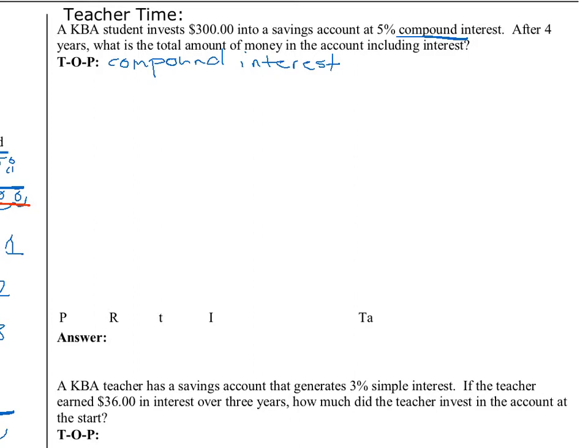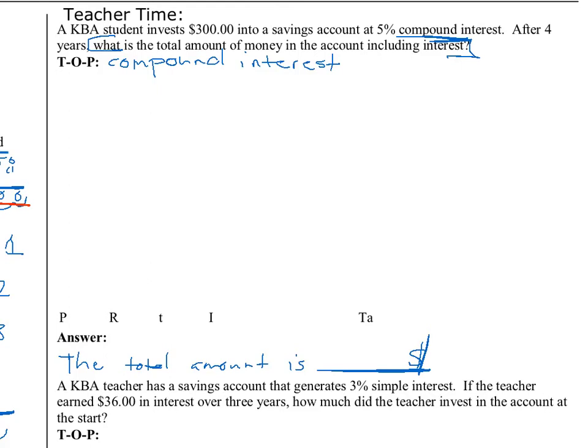And it's all about reading one word and recognizing what that one word means. Don't fall into that trap. So this is a compound interest problem. After 4 years, what is the total amount of money in the account, including the interest? So this one says, what is, or I don't want to rewrite the question. The total amount is blank dollars.